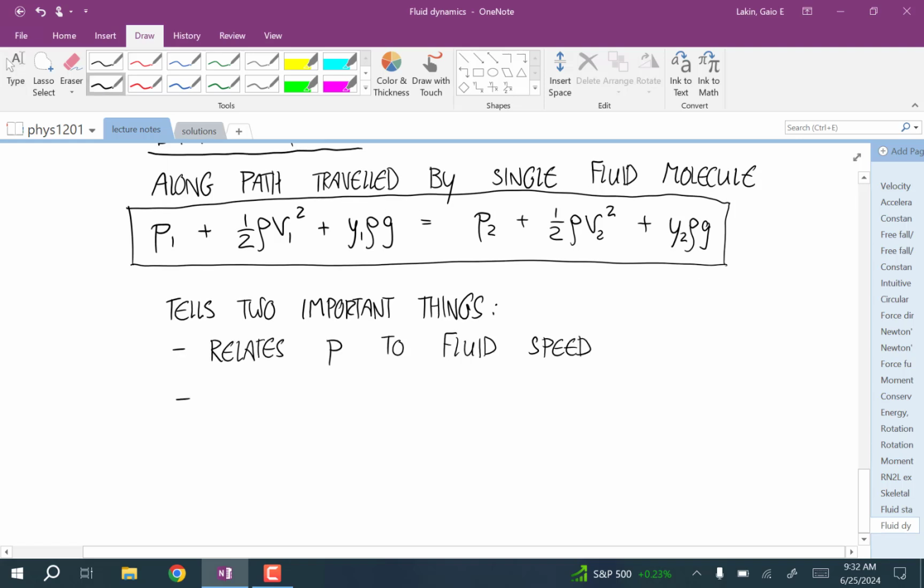And second, it relates pressure and fluid speed to the fluid height. So for example, you could use this to calculate changes in blood pressure and blood speed in the head compared to the feet of a person due to the changes in height.